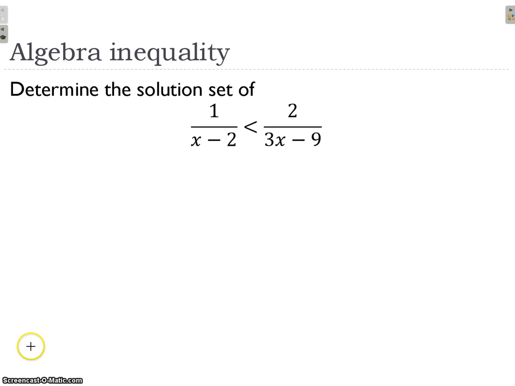Today I'm going to teach you how to determine the solution set of an algebra inequality. First, we will shift the algebra function on the right to the left. So if you see 1 over x minus 2, we will subtract 2 over 3x minus 9 less than 0. So we will combine these two algebra functions.